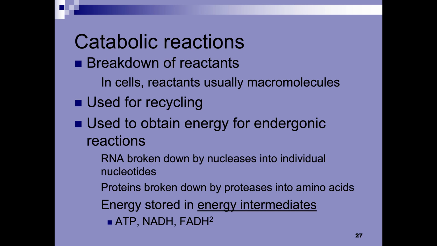The energy that is released in these catabolic reactions can be used in the form of ATP. It can be used to form what are known as energy intermediates, and it can also be used directly as a form of energy.